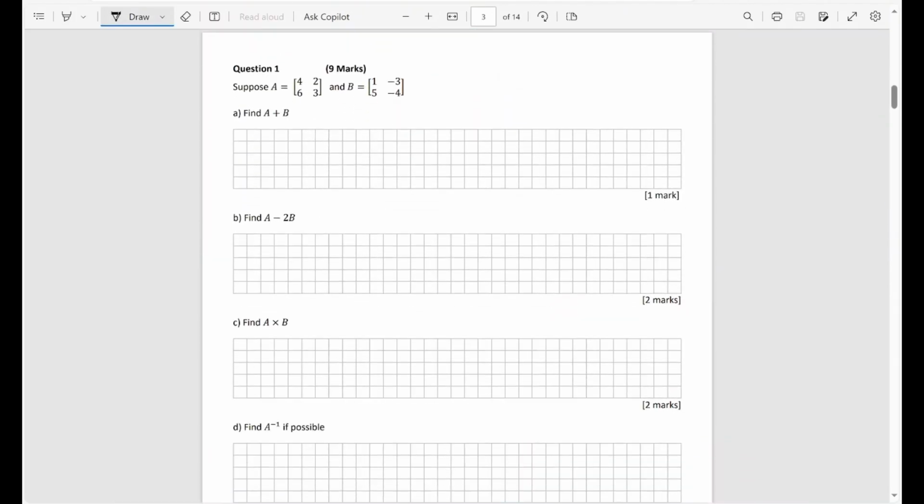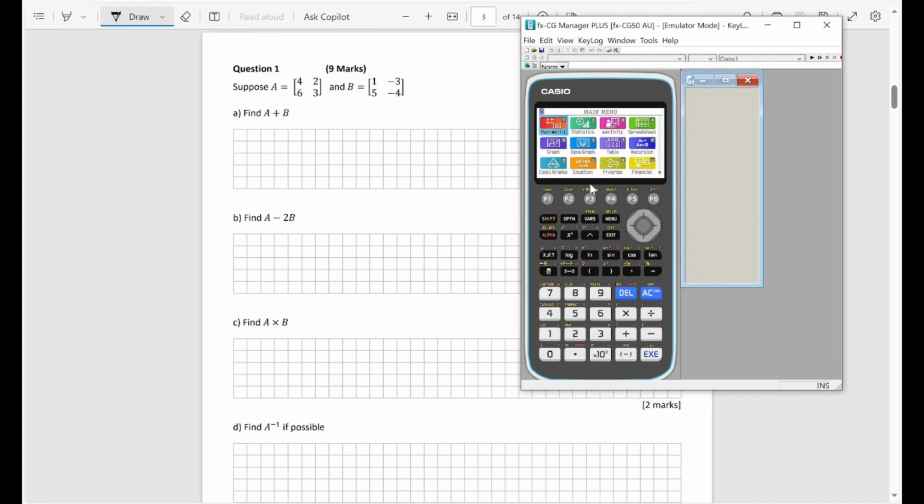So you've got these two matrices here, and there's a couple of ways we can approach this. With the matrices on the calculator, we can just enter them straight into the calculator. So matrix A is going to be 4, 2, 6, 3. And we can also enter matrix B here: 1, minus 3, 5, minus 4. And then you can pretty much just use your matrix mode on the calculator to work out all this stuff.